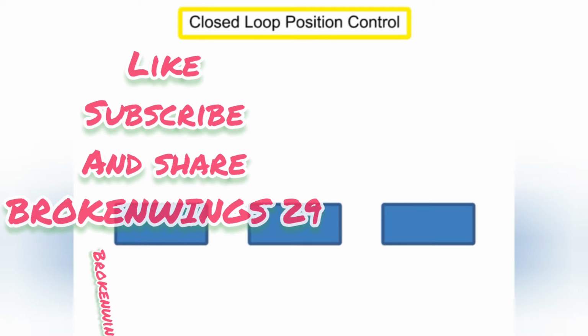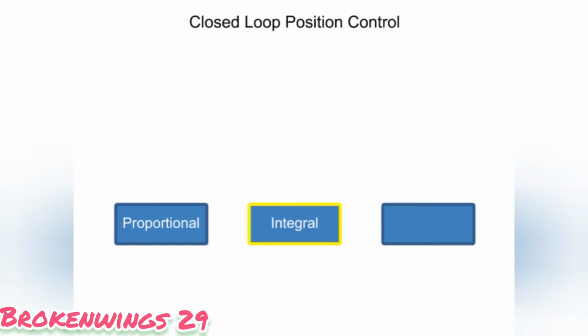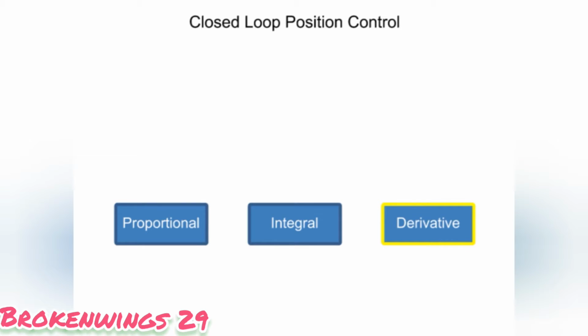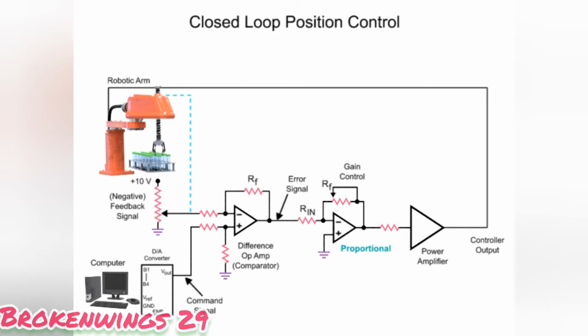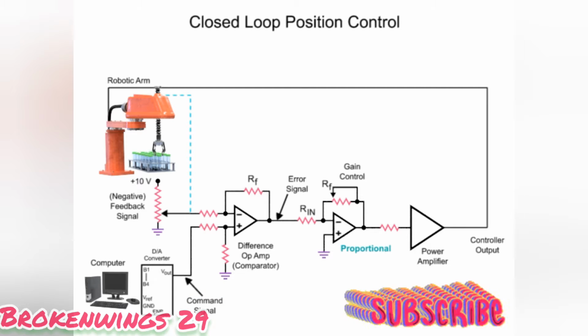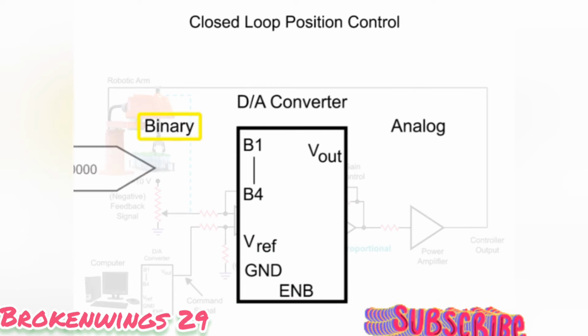A closed-loop control system for position control is comprised of proportional, integral, and derivative circuits and is often referred to as a PID. The operation of PID mode control is demonstrated in the following robot arm position circuit. To move the robotic arm to a specific position, a command signal from the computer starts the motion sequence. The analog command signal voltage produced by the digital to analog converter determines the position of the arm.